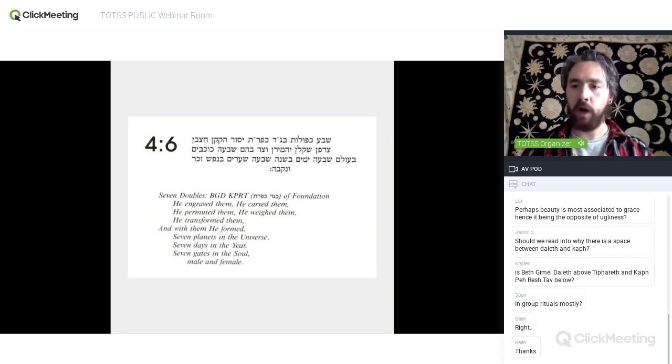Engraving and carving are both, I think, thought of as internal processes, ways of meditating on these things, of making them part of yourself, of ingraining them within yourself. Permuting them, we'll talk a little bit about some of the permutation techniques. Those are Kabbalistic techniques for working with them. And then weighing and transforming continue along those lines. And there are whole traditions that talk about all kinds of meditative techniques associated with this.